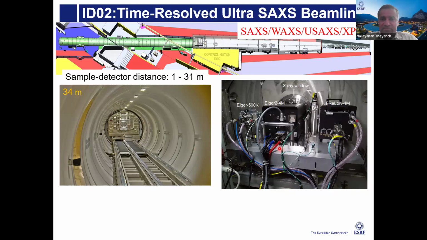Here you can see the main detectors. The principal detector is the ID02 pixel array detector. This is for SAXS and USAXS. And then for XPCS, a much faster detector, the Eiger 500K. I will tell more about it later.